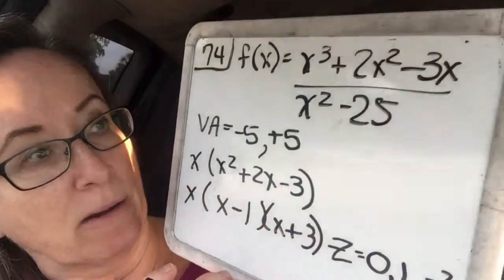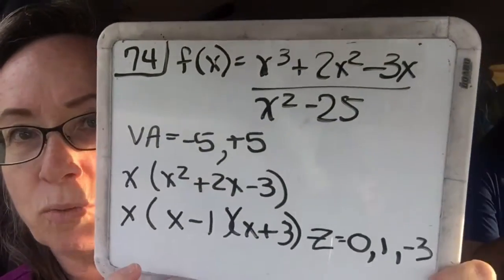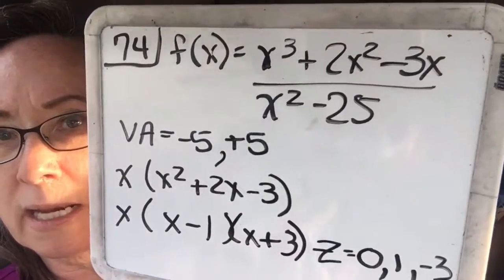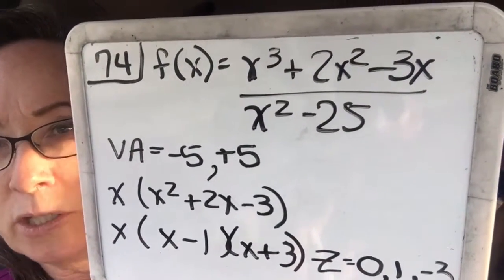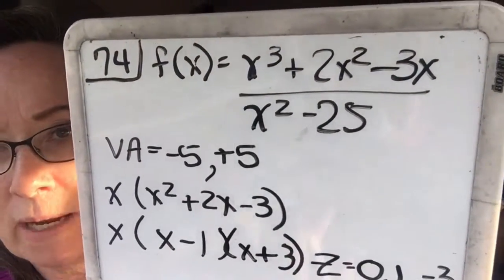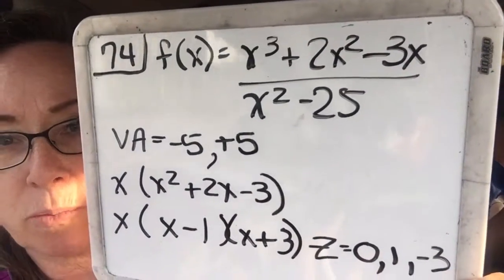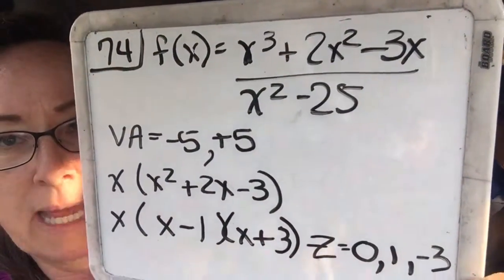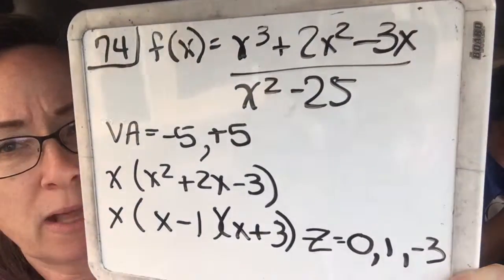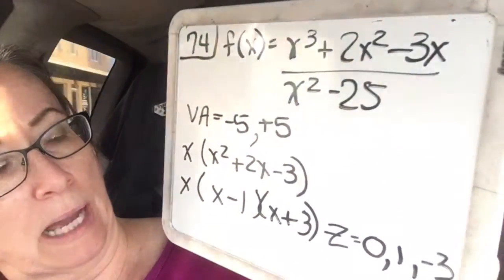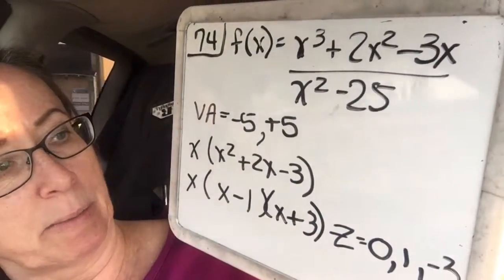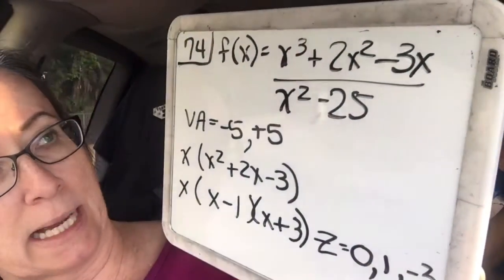Okay, now on this one, notice we do not have a horizontal asymptote. Our numerator power is greater than our denominator power, so we're going to have to do some work there and get a slant asymptote. The first thing I'm going to do is make sure I have everything else that I can possibly get.